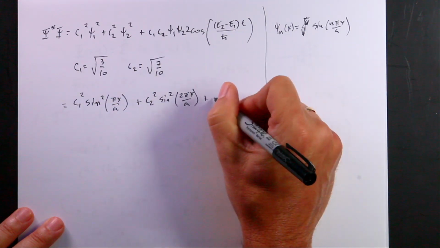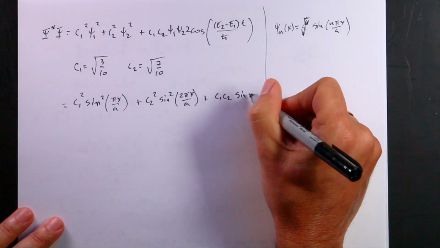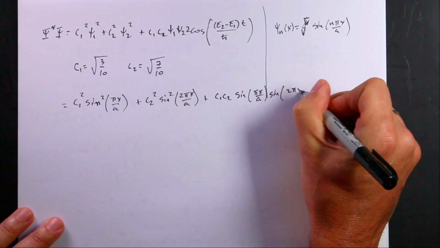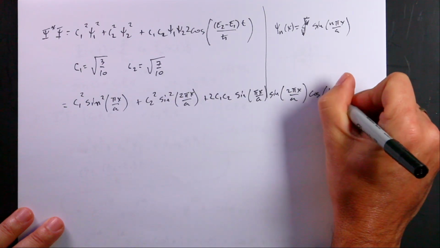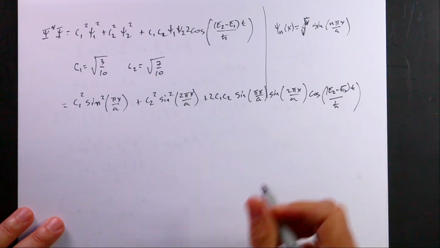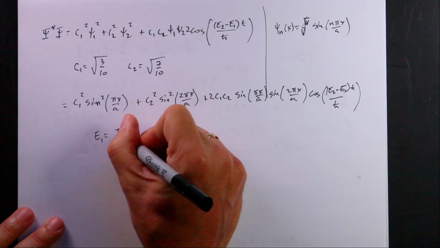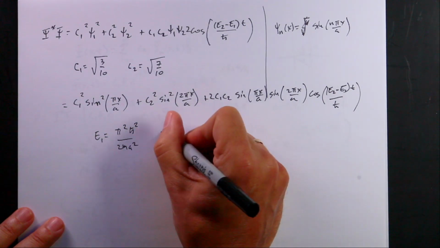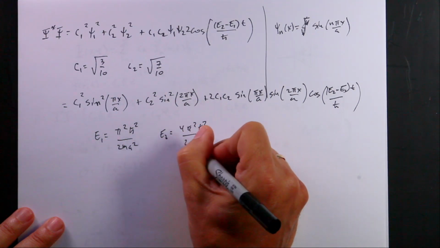Then I get c1 plus c2 times c2. And then I have the product of these two. So I get sine of pi x over a times sine of 2 pi x over a. And then I have another 2. I'm going to put the 2 over here. And then I have cosine of e2 minus e1 times t over h bar. Now, I want to plot this. I'm going to have to find E1 and E2. So E1 is going to be equal to pi squared h bar squared over 2ma squared. And then E2 is going to be 4 pi squared h bar squared over 2ma squared.